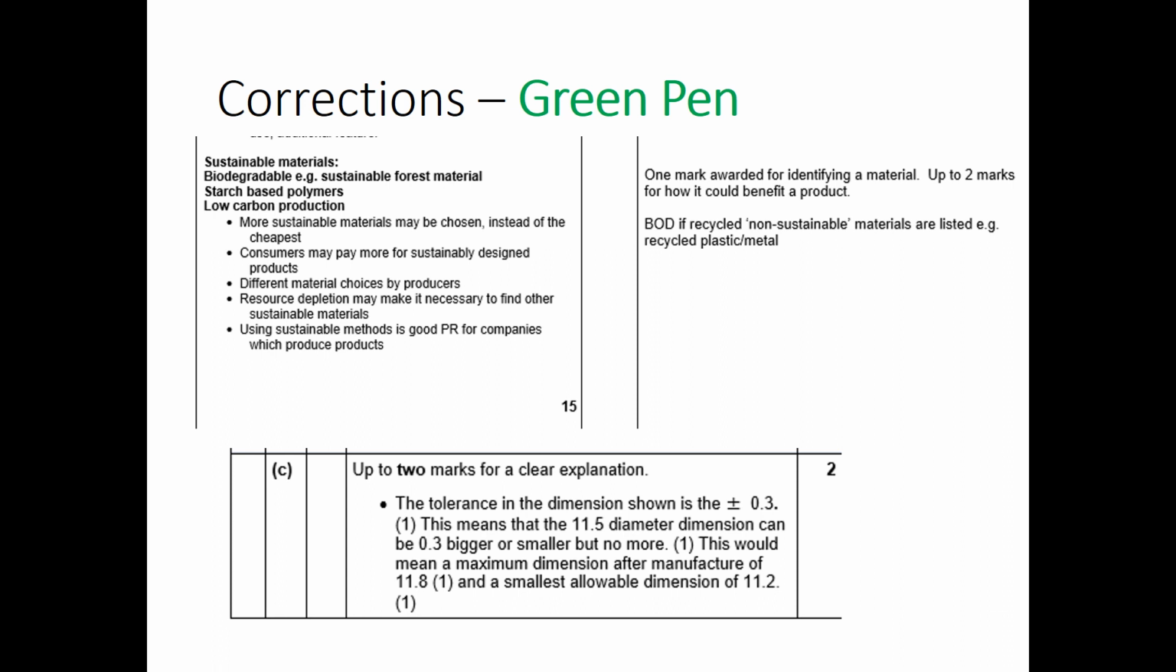For the tolerance, up to 2 marks. The tolerance in the dimension is 0.3 plus or minus. This means that the 11.5 diameter dimension can be 0.3 bigger or smaller, but no more. This would mean a maximum dimension after manufacture of 11.8 and the smallest of 11.2. So if you'd have put an explanation and then the figures of the addition and subtraction, you'd have got your 2 marks.